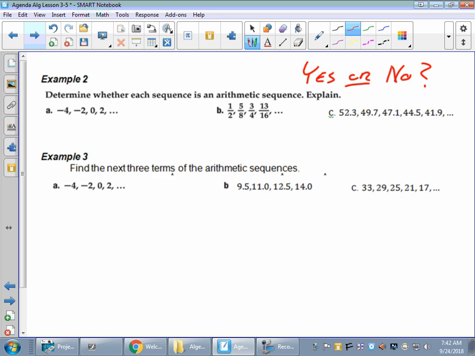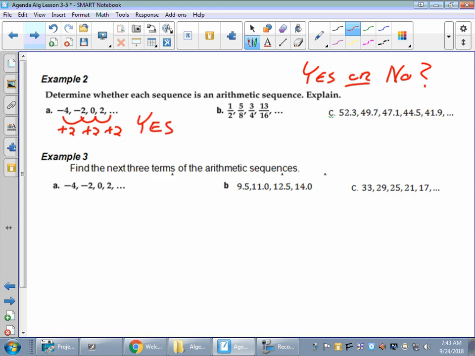So we look at A, we can look at what's happening from -4 to -2, and hopefully we can see this is a difference of +2. From -2 to 0, it also goes up +2, and from 0 to +2. And the dot dot dots means that pattern's going to continue. So because it's always +2, this would be a yes. And your explanation is showing that it went up by the constant amount. Okay. Let's look at letter B.